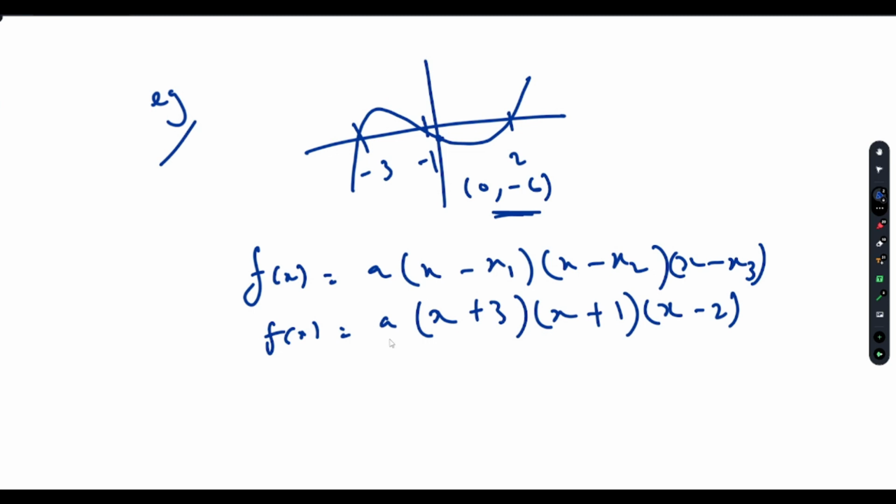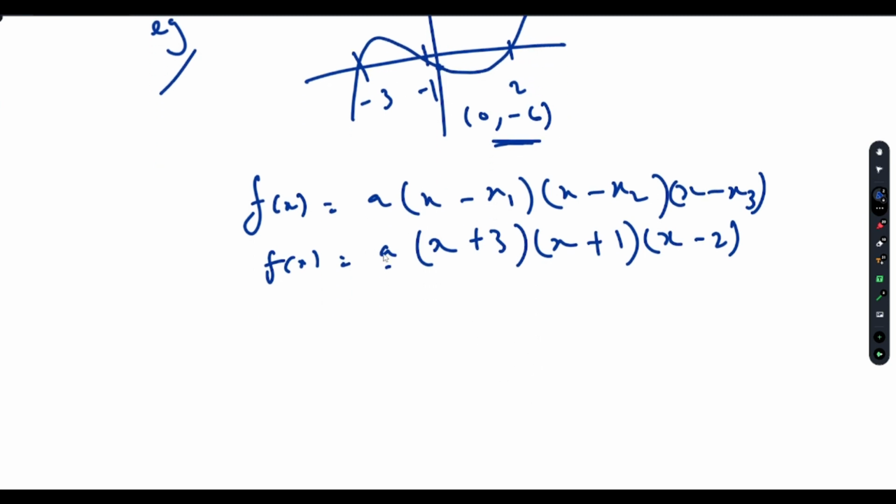We need the value of a, because what we would like to do is multiply this entire equation out so we can get our equation in its standard form. But in order to multiply this entire equation out, we need the value of a. So we take the other point that lies on the graph, which is 0 for x and minus 6 for y, and into our equation, wherever we see an x, we'll replace it with 0, and wherever we see y or f of x, we'll replace it with minus 6.